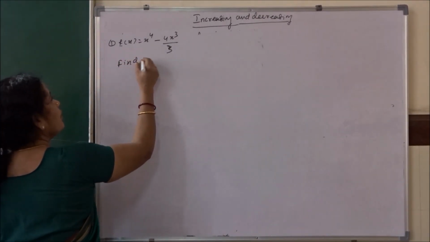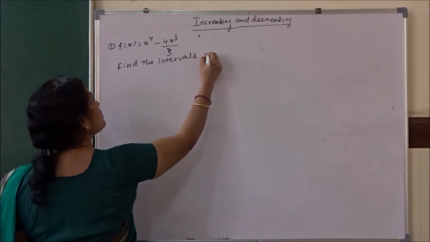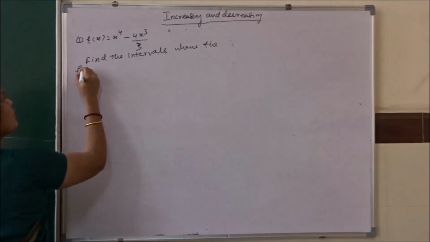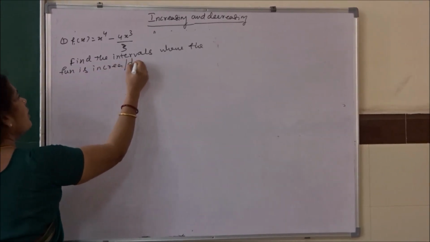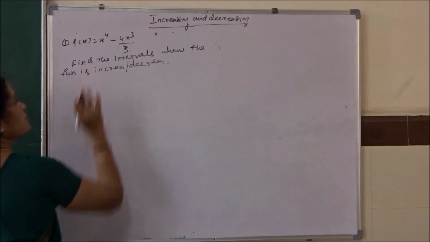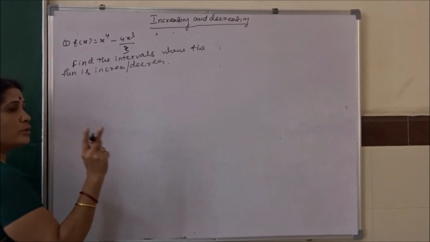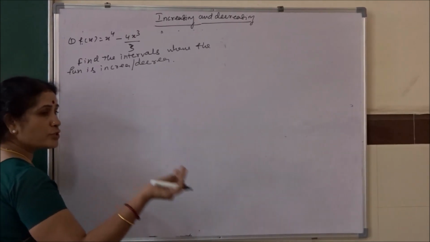Find the intervals where the function is increasing or decreasing. Strictly, that's understood. Anyhow, see, there are two parts. One part is to show that the function is increasing.